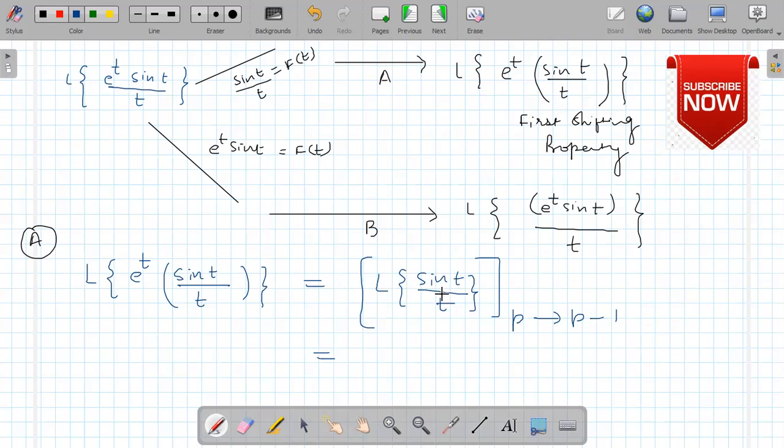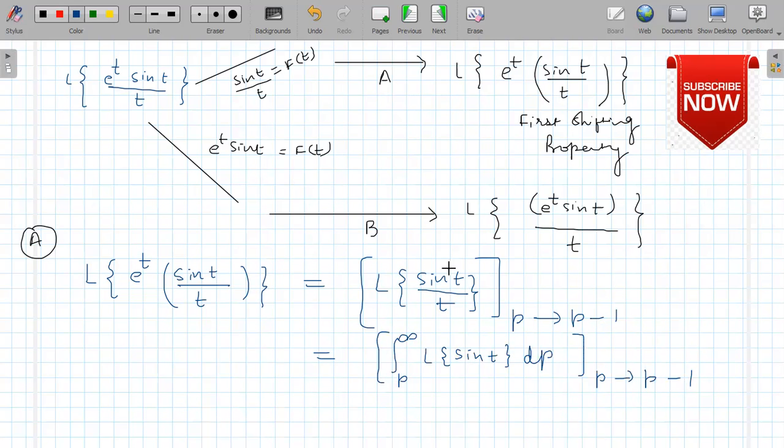So we solve this bracket first of all. Now we apply the property of f(t) divided by t in finding the Laplace transform of sin t divided by t. So it is the integral from p to infinity of the Laplace of sin t, and then this is dp here. And here we should write p should be replaced by p minus 1. We always write this so that at last we remember this change. Otherwise we'll forget to do this change.